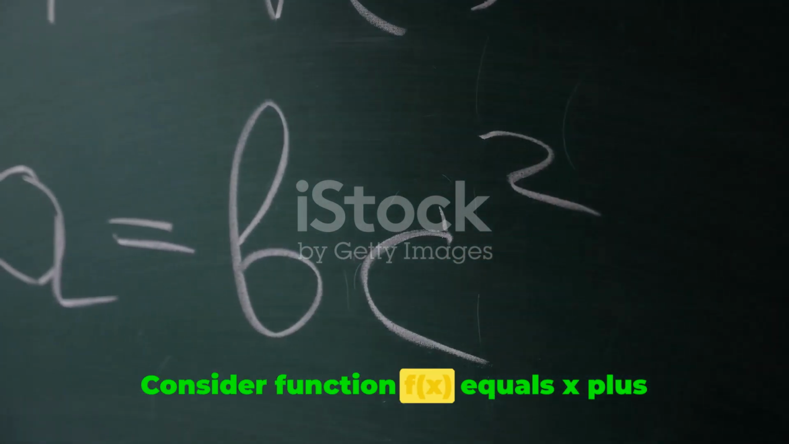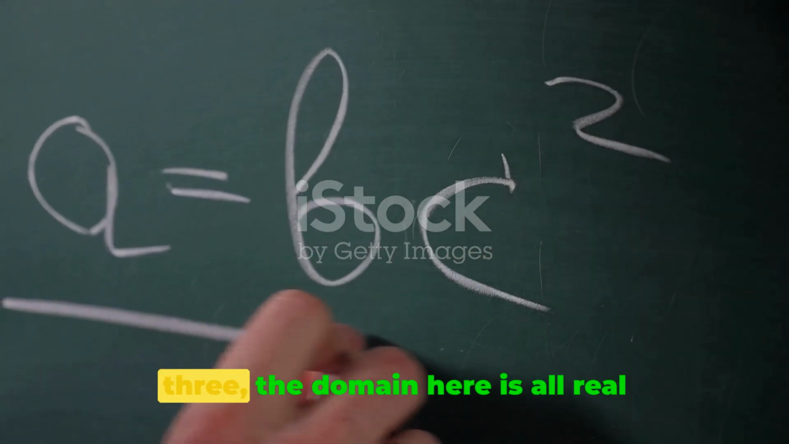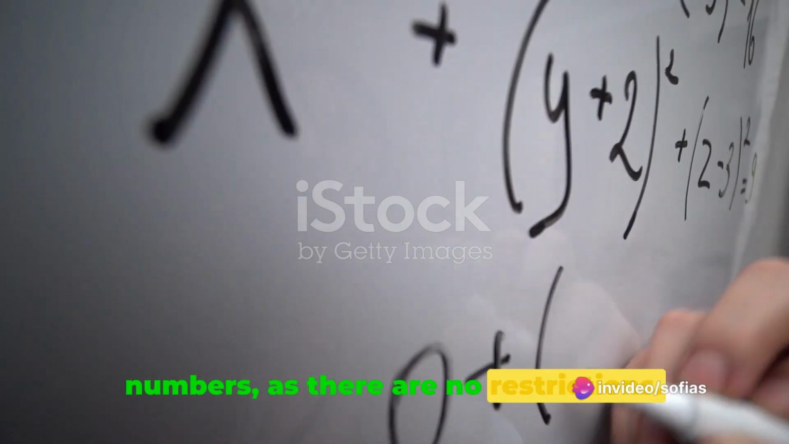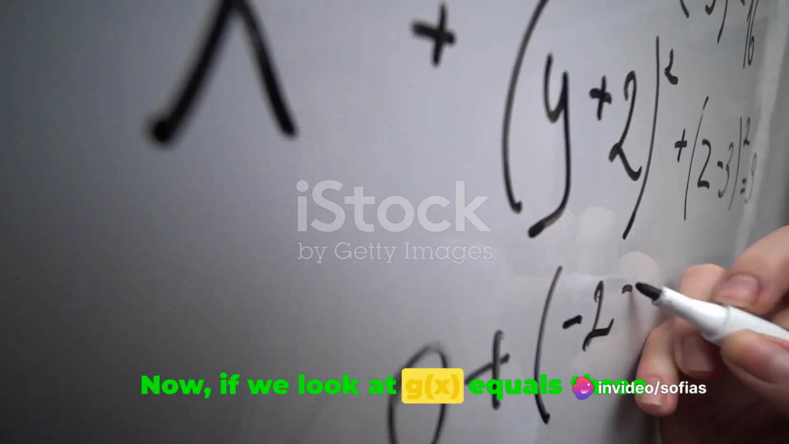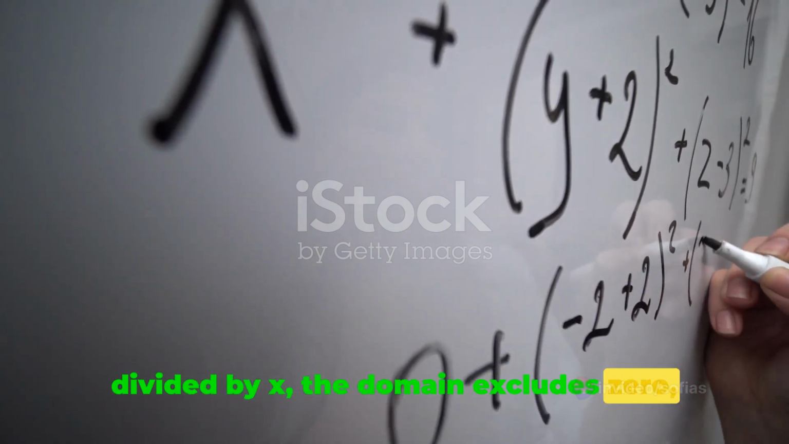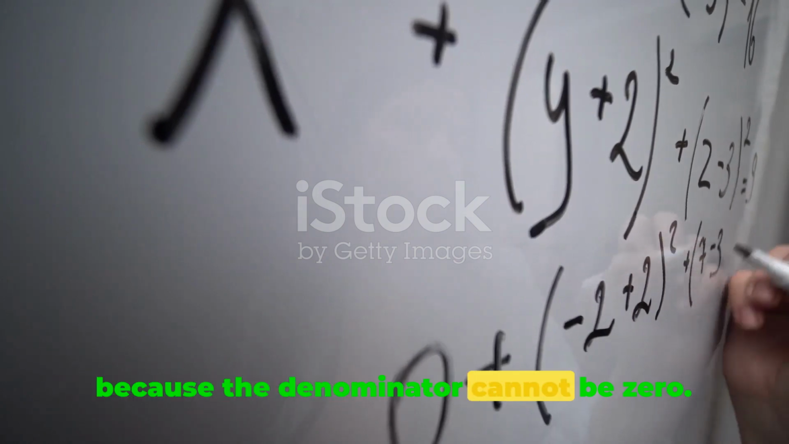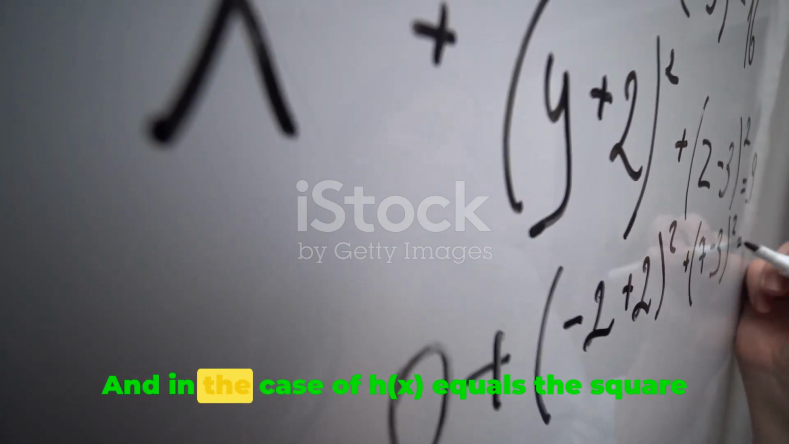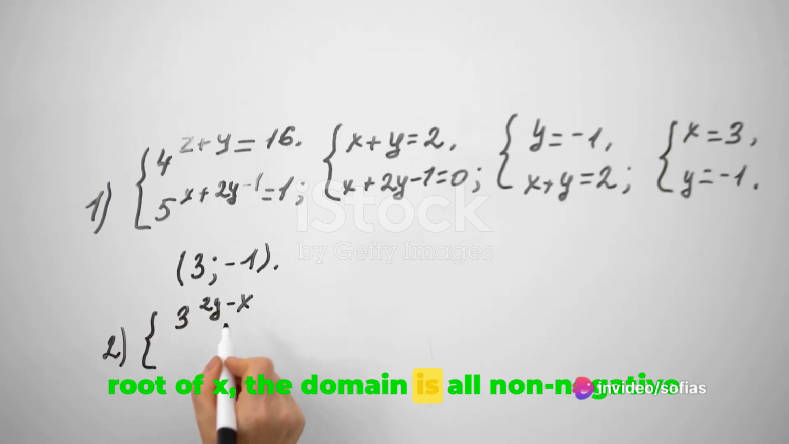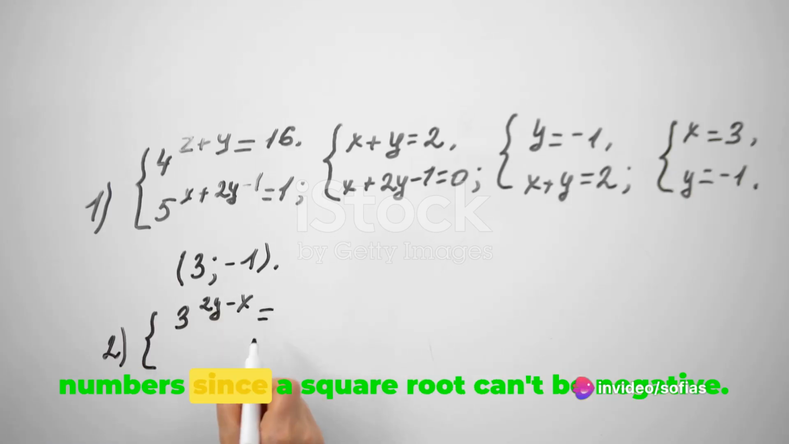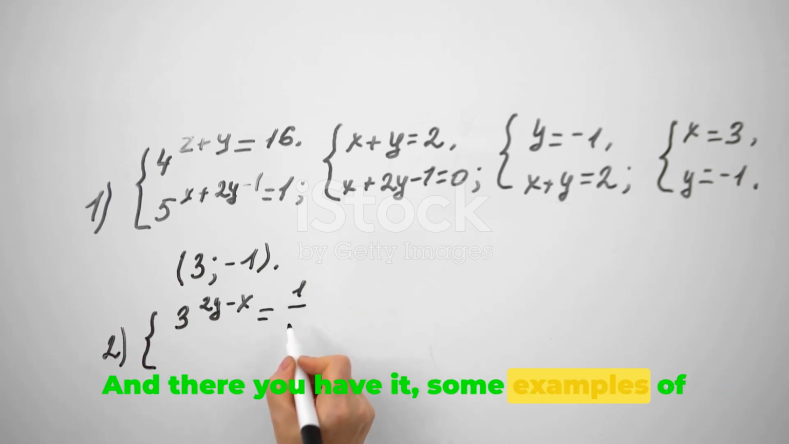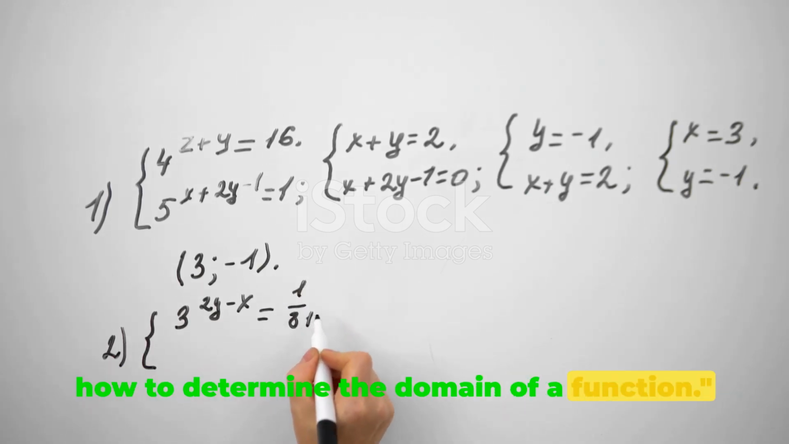Consider function f(x) equals x plus 3. The domain here is all real numbers, as there are no restrictions. Now, if we look at g(x) equals 3 divided by x, the domain excludes 0, because the denominator cannot be 0. And in the case of h(x) equals the square root of x, the domain is all non-negative numbers, since a square root can't be negative. And there you have it, some examples of how to determine the domain of a function.